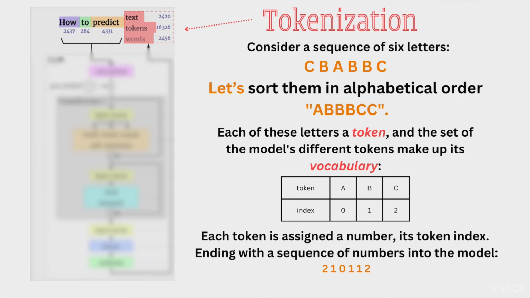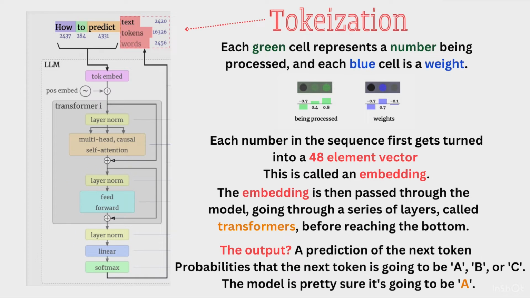So today we are going to do a simple example. Consider a sequence of 6 letters: C, B, A, B, B, C. Each of these letters we can consider as a token, and the set of the model's different tokens makes up its vocabulary. To each token we assign a unique ID: 0, 1, 2. We can call it the token index, or the input IDs, which will be the input for the model, the way that the model understands it.